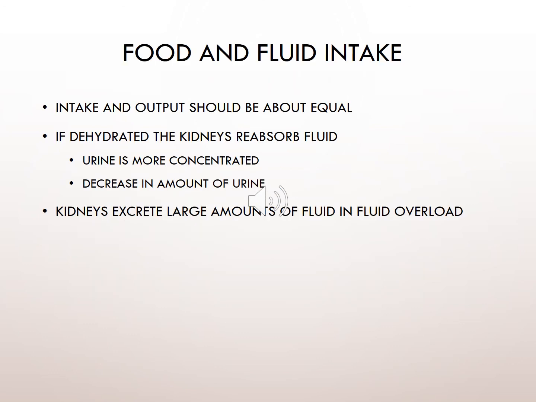Another factor that can interfere with fluid or with urination is our food and fluid intake. And when we think about intake and output, so what we drink and what we void out should be about equal. So if we are dehydrated, the kidneys will reabsorb that fluid. Our urine may appear more concentrated, so it's going to be more yellow, and we may see a decrease in that amount of urine. As well, the kidneys excrete large amounts of fluid in fluid overload. So again, the amount of food and fluid we intake are going to impact our urination.